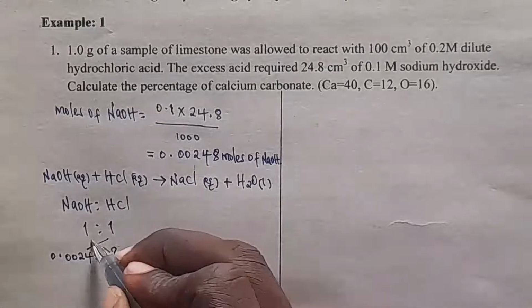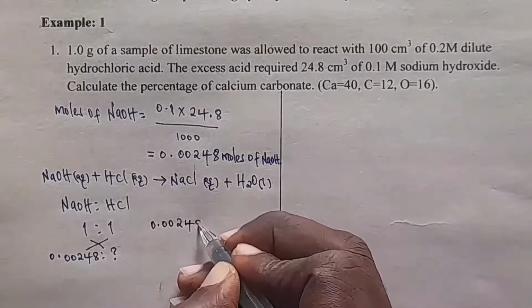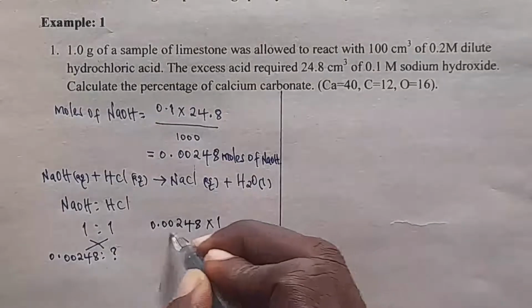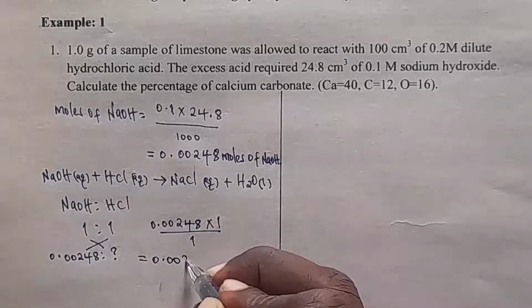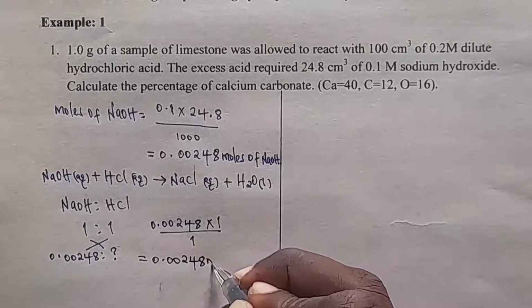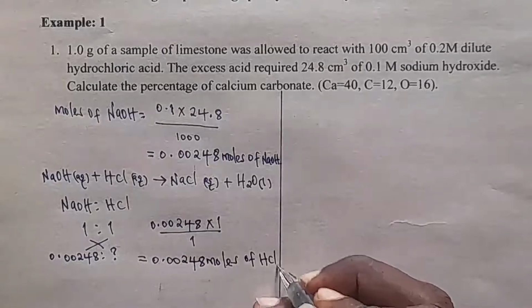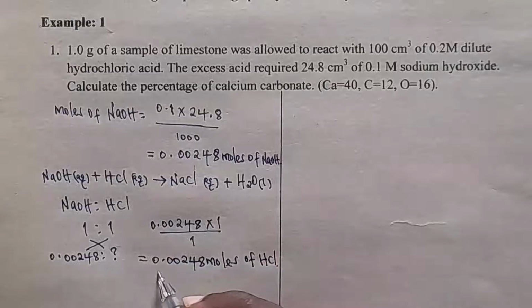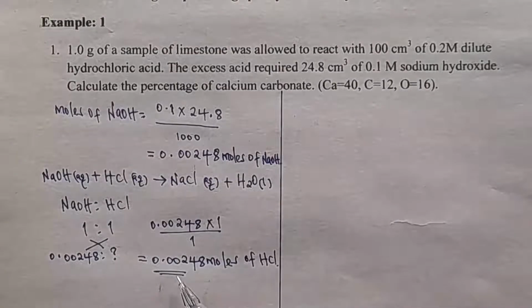So what about the number of moles of hydrochloric acid? We can just cross multiply. So we are going to have 0.00248 multiplied by 1, then divided by 1. We are going to get 0.00248 moles of hydrochloric acid. This number of moles is the number of moles of hydrochloric acid that has reacted with the base, or in other words, this is the number of moles of the excess hydrochloric acid.